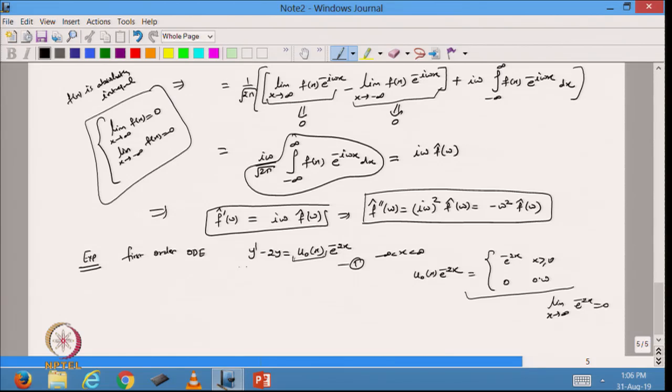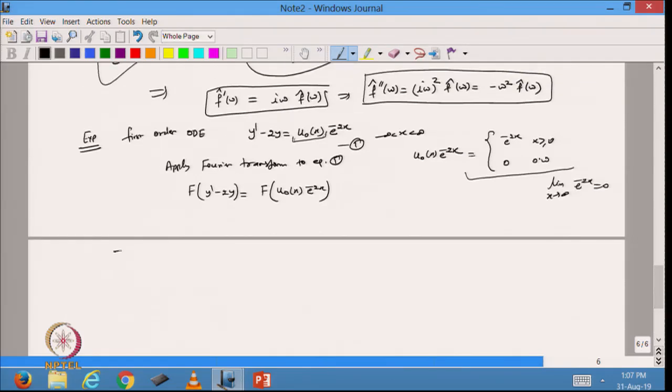Now, let my y also satisfy all the properties. So, I should be able to apply the Fourier transform to equation 1 on both sides. So, I will get the Fourier transform of y dash minus 2y is equal to again the Fourier transform of u naught x e raised to power minus 2x.